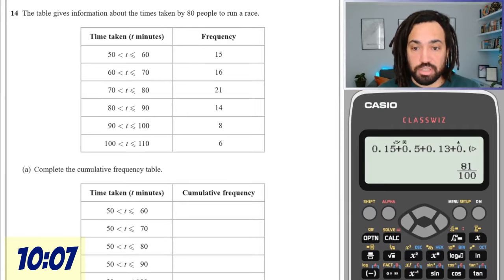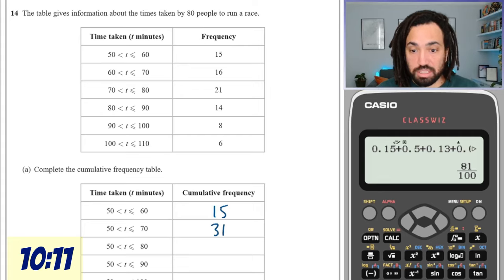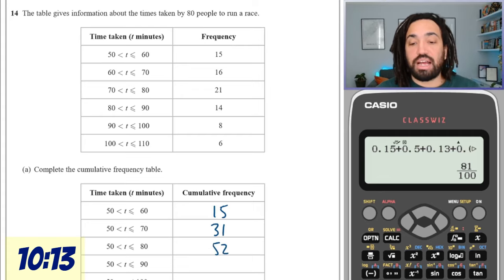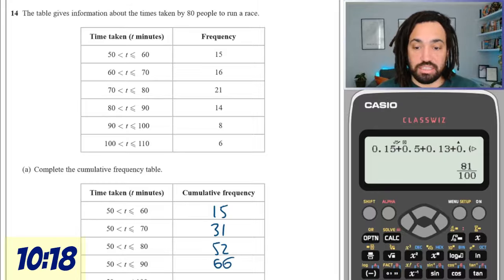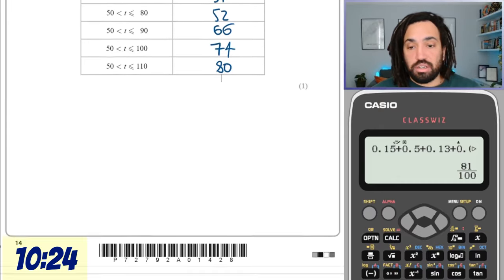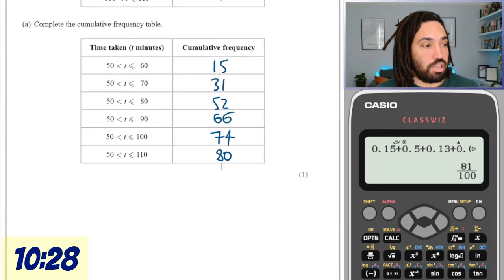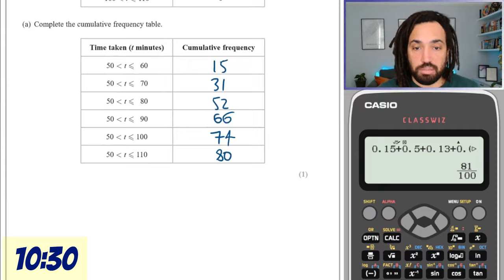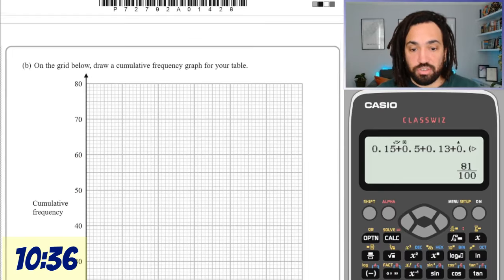Right, cumulative frequency. So 15 plus 16 is 31, add on 21 is 52, add on 14 is 66, add on 8 is 74, and add on 6 is 80, which is good. Okay, oh no, this is going to really slow me down. Okay, so we're going to plot at 60, 70, 80, 90, 100, 110. 15, 31, 52.